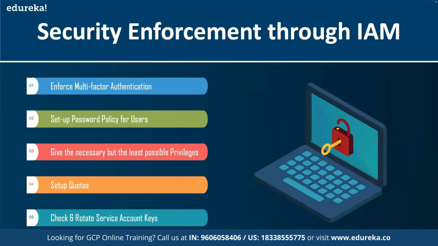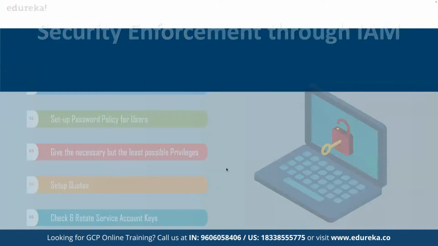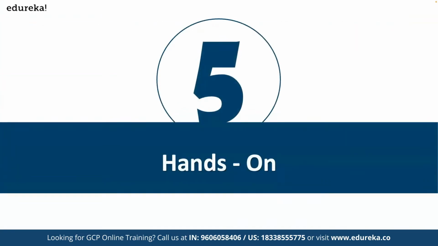That is what is called least privilege: ensure that you provide access only to the services which are required for the user to perform their tasks. Also check and rotate the service account keys, and set up audits as well to get a clear picture of what is happening in your account. So this was the core idea about these Google Cloud services.